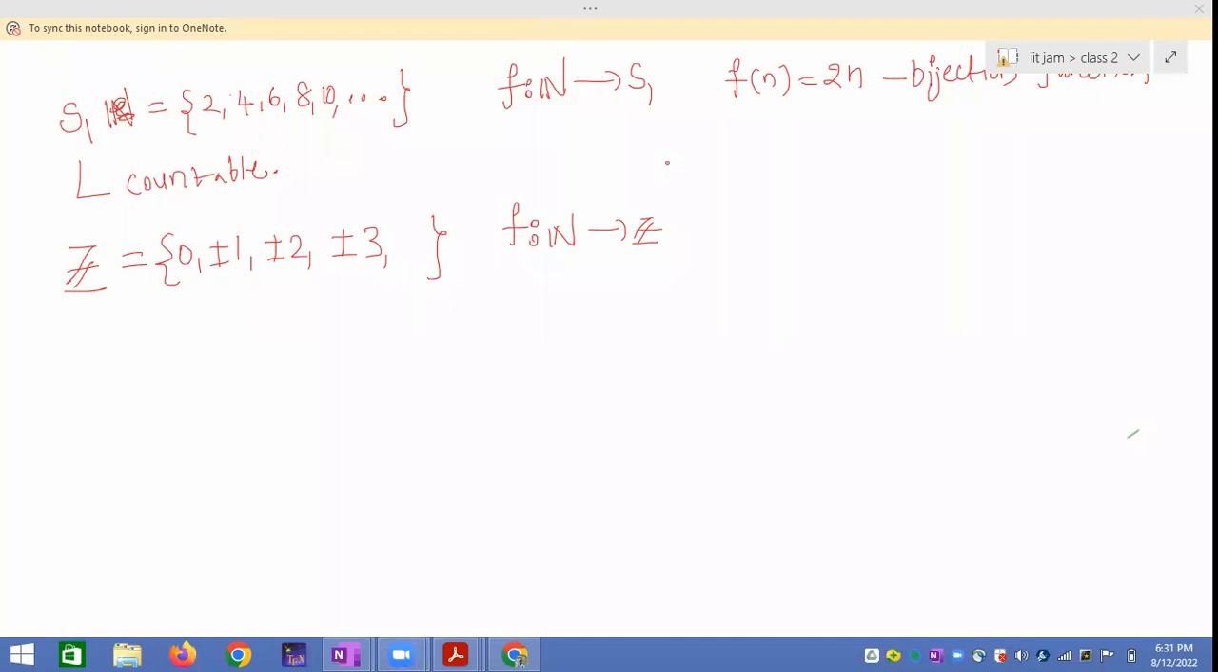Bijection from N to Z, sir. Yes. Is there any bijection from the natural numbers to Z, the set of all integers? If there is a bijection, we can say Z is a countable set. Think.